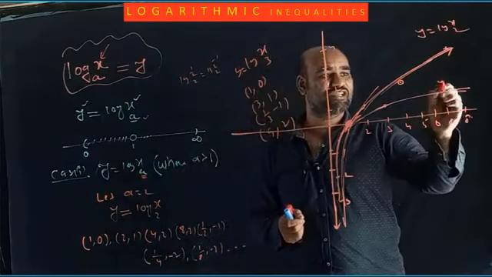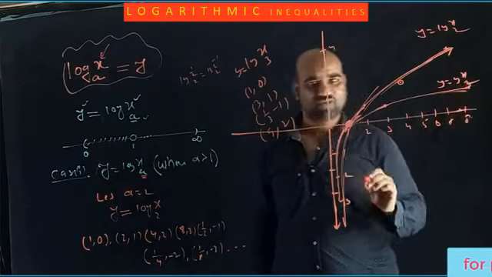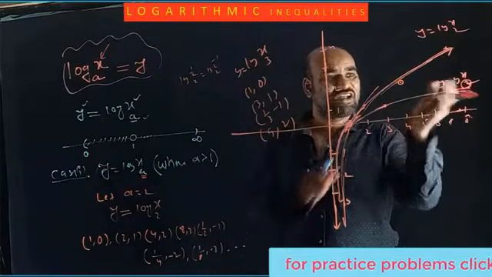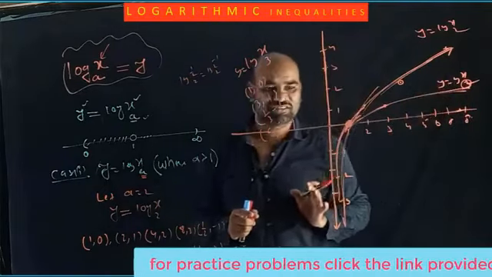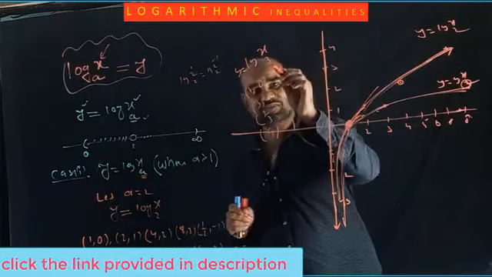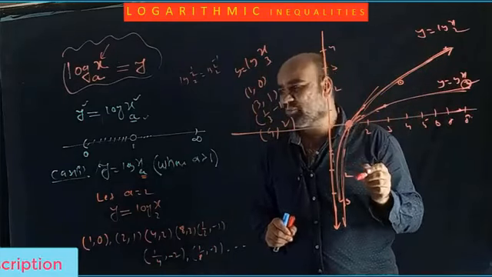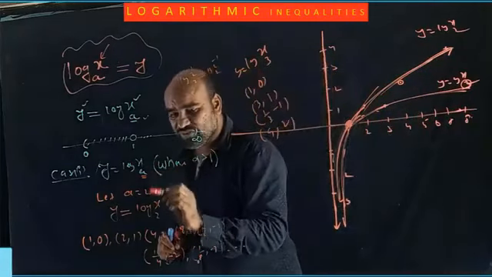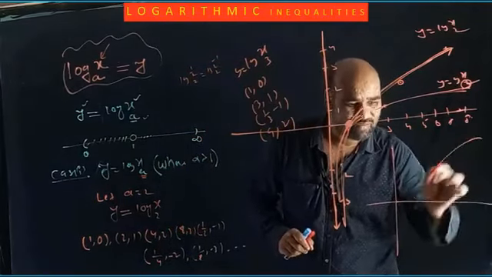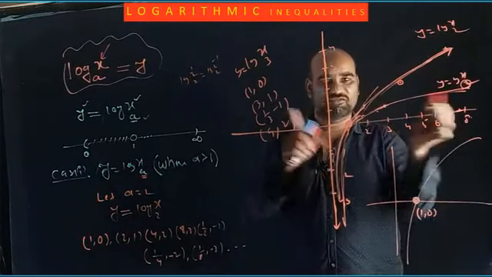Okay, so the second one is y equal to log x base 3. What happened here? If the base is increasing, the graph is somewhat nearer to the y-axis. So final conclusion: log x base 3 or log x base 2 or log x base 4 or log x base root 2, or whatever it may be, log x base a, if a is greater than 1, all the graphs will be in this form. All graphs are passing through (1, 0).